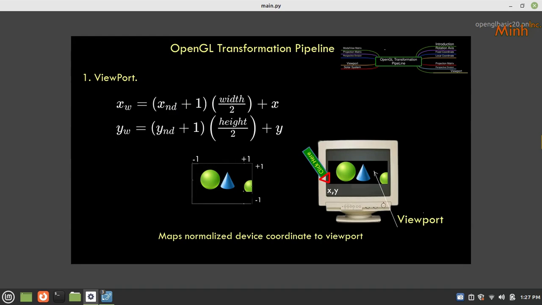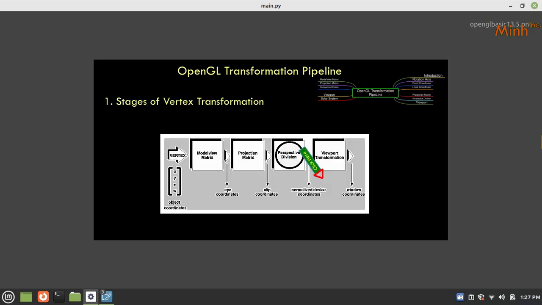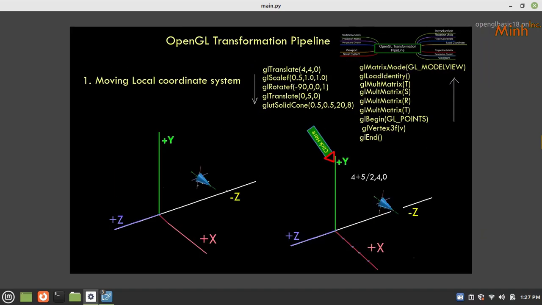Okay. So this is about the vertex transformation pipeline. Once a vertex is drawn, it is transformed, then it goes to the projection matrix, then to perspective division, then finally to the viewport, which maps the normalized device coordinate we get so that it becomes the final window coordinate.